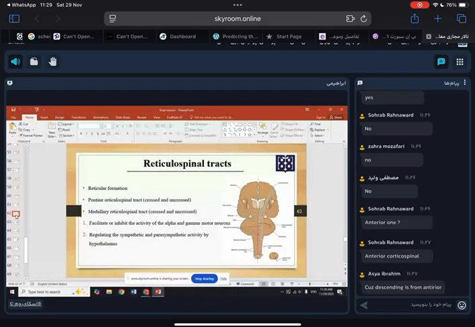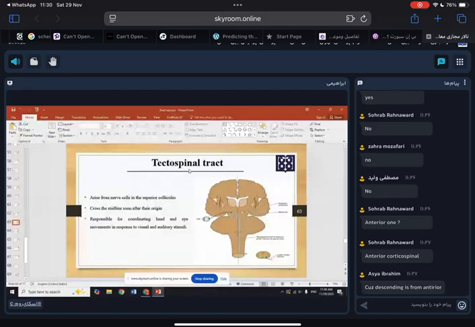Another one, reticulospinal tract. I told you the information comes from the spinal cord into the reticular formation, and the reticular formation, I told you about the three columns in the reticular formation, about this net. They send the information into the spinal cord, and what is the function? Regulating the sympathetic and parasympathetic activity by means of the higher part, and also in some situations facilitate and in some situations inhibit the activity of motor neurons because they start from the reticular formation and go to the spinal cord. This is reticulospinal.